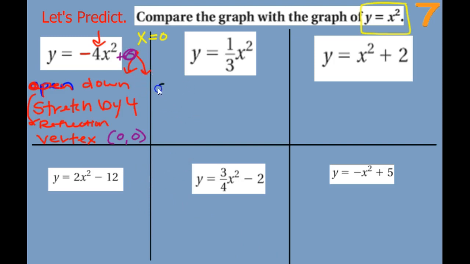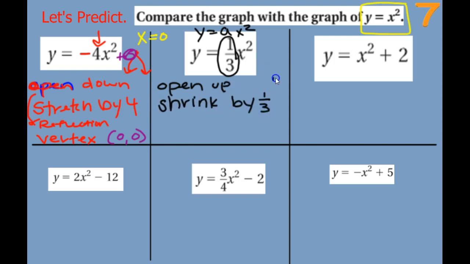So in this next one, this graph is going to open up because a is a positive. Remember, this is just y equals ax squared. Is this a stretch or a shrink? Well, a is less than 1, so this is going to be a shrink by a factor of 1/3, meaning our graph is going to be shorter and wider. And then our vertex, we did not have anything added or subtracted for c. So our vertex is still in the middle, 0, 0.